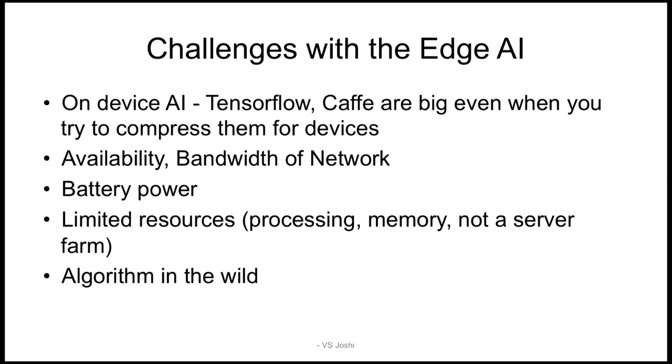So what exactly are the problems with edge AI? With edge AI, you don't have that much processing power at the edge. You have limited resources. The battery power is not there. The bandwidth is not there. Even though you compress models like TensorFlow, there is still not enough computing power for them to be held at the edge.